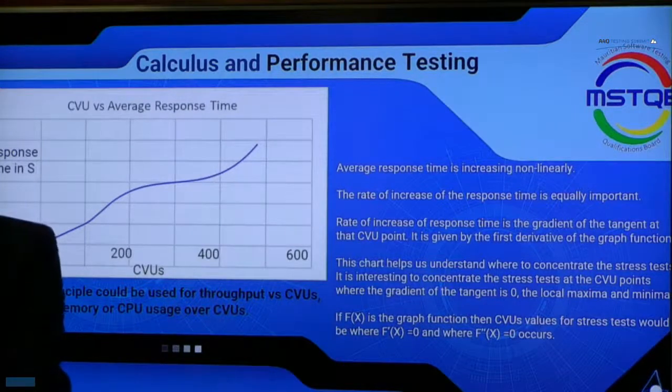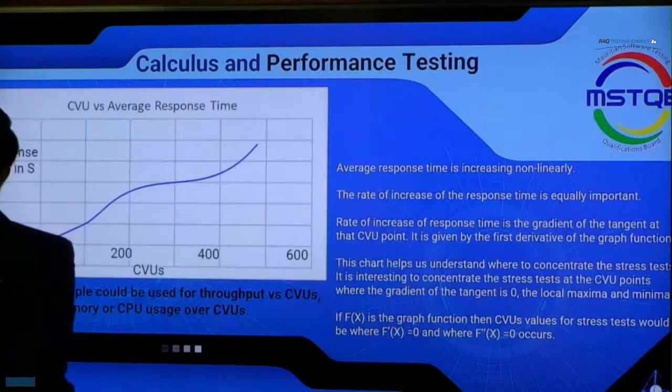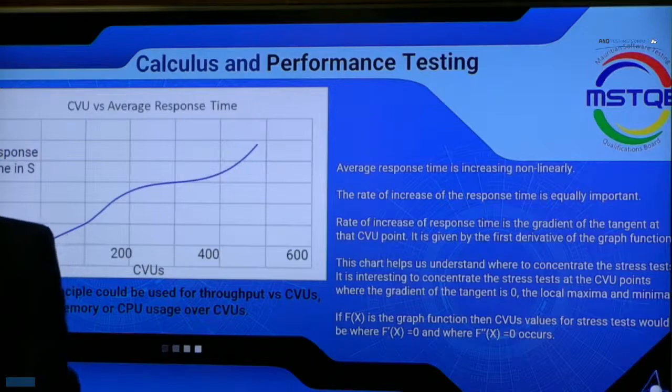So how do you get the equation of this kind of chart? Simple tools like Excel can give it to you. You just need to import the data onto a spreadsheet, and then you draw a trend line, and the trend line would have a certain equation, and you can use that equation to find points where you would like to know the rate of increase. The rate of increase is the gradient of the tangent at that point on the curve.